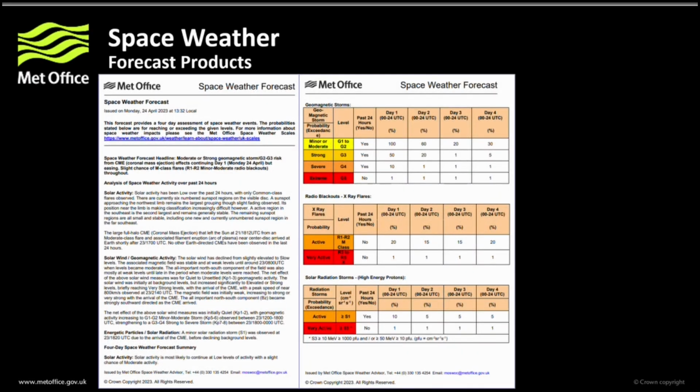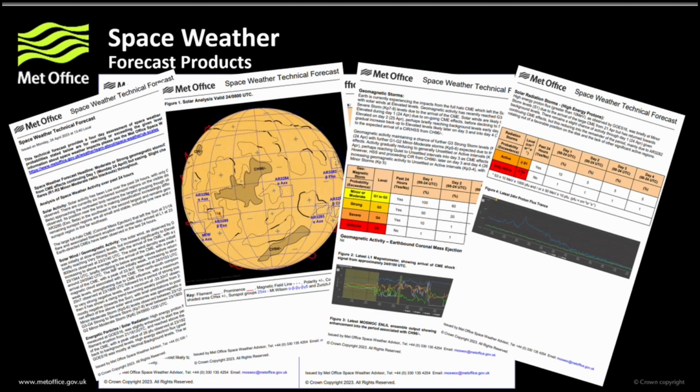We produce twice a day a space weather bulletin. It gives a summary of space weather that we've seen over the previous 24 hours, and a forecast out for the next 4 days, given the potential for geomagnetic storms, solar flares, and radiation storms. We have two versions of these. We've got a plain language one, which is available on our public website and designed for sectors which are impacted by space weather, but don't necessarily have a deep space weather background. And we have a technical version, which is more suited for users who have got a more scientific understanding of the background of space weather.